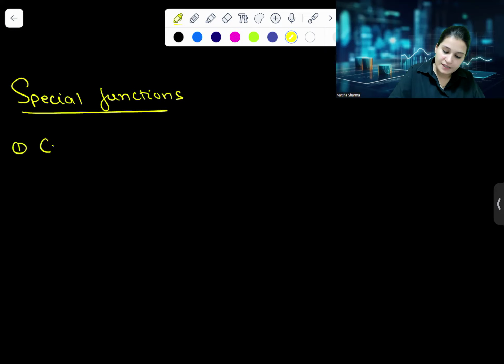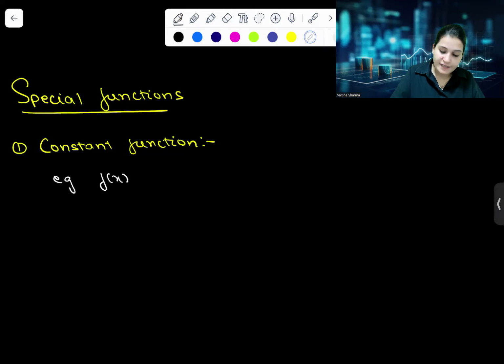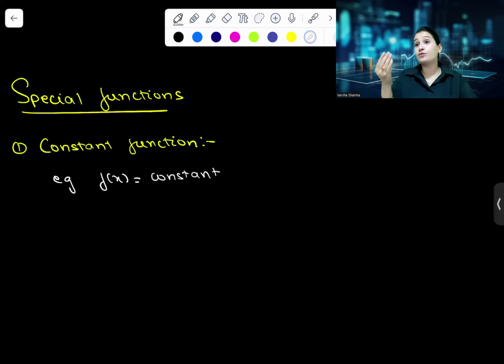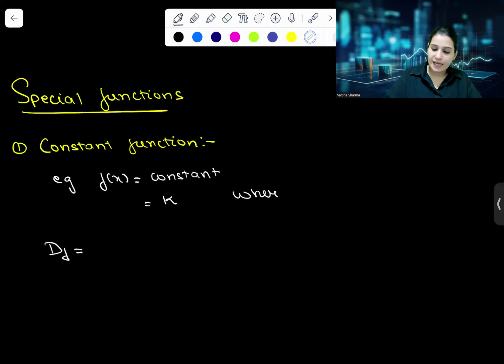The first one is constant function. Constant function means f of x equal to any constant. So it can be f of x equal to 5, f of x equal to 10, f of x equal to k, any number, right? So this means, for example, f of x equal to 2. What will be the domain here? If this is k, k can be any real number. So what will be the domain?